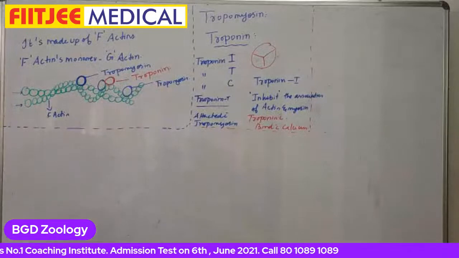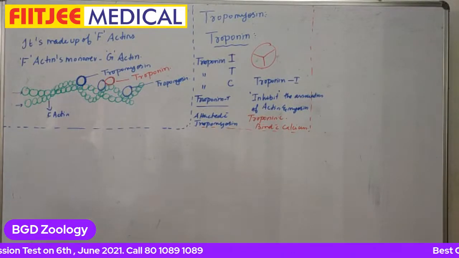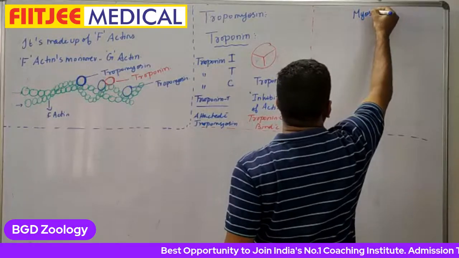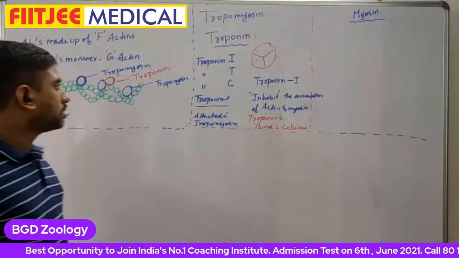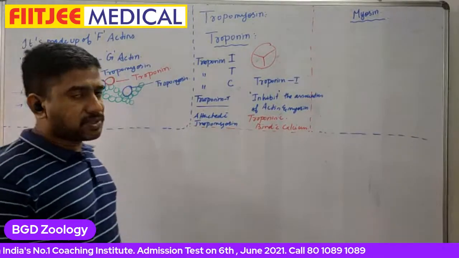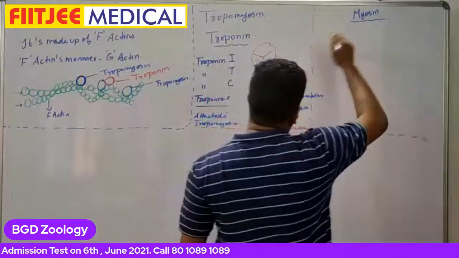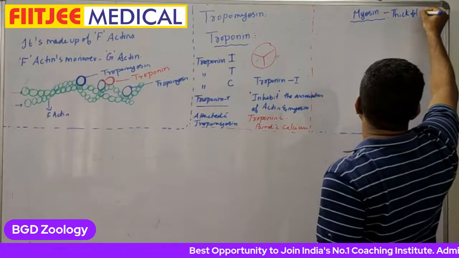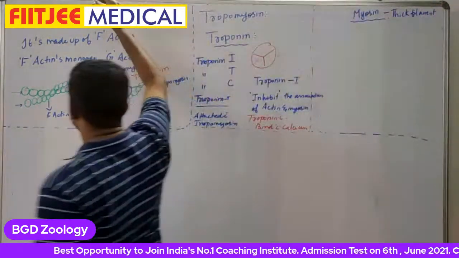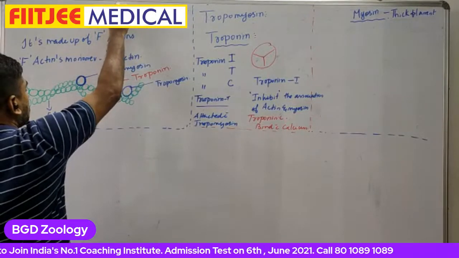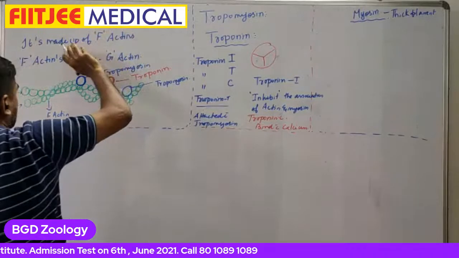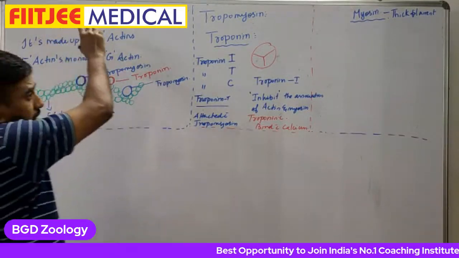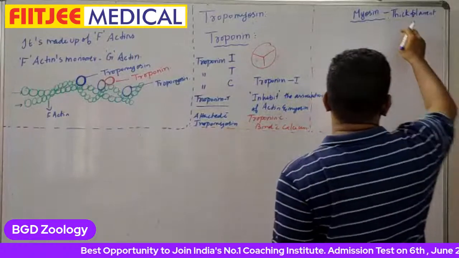Now, if you are very clear about this, we can talk about the myosin part. We already learned that they are anisotropic, and comparatively they are thicker than the actin. So we call them thick filament. With respect to the myosin, actin is the thin one. We call it thin filament. But never forget, the thin filament is composed of these three proteins, not only actin. Remember that point very clearly. So this is the thick filament.